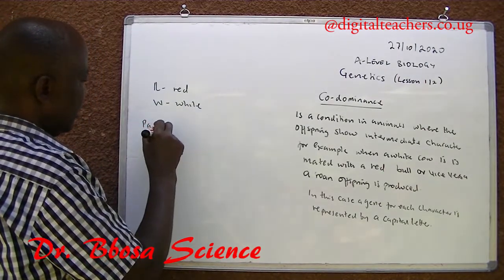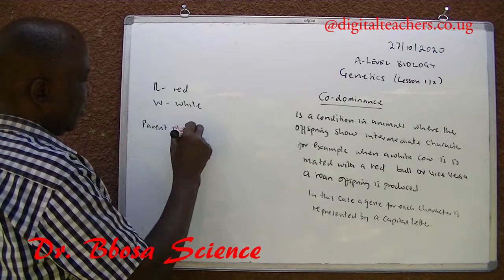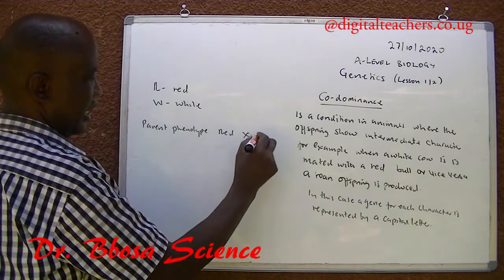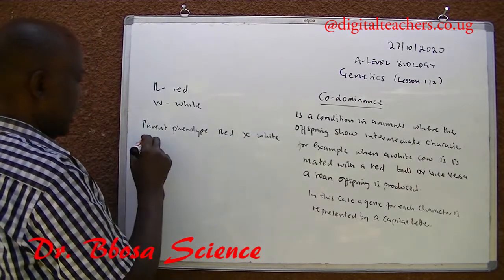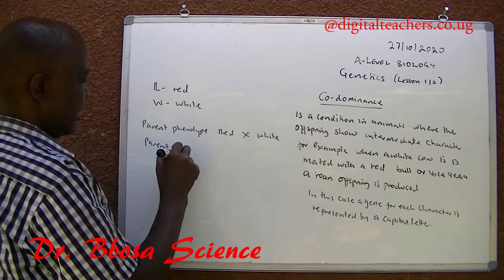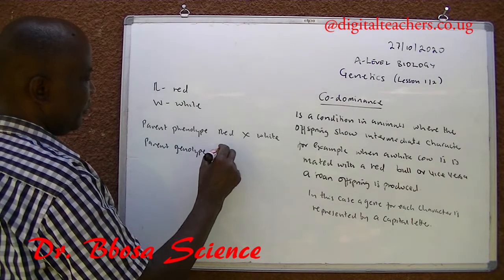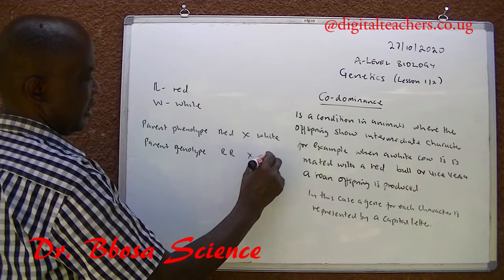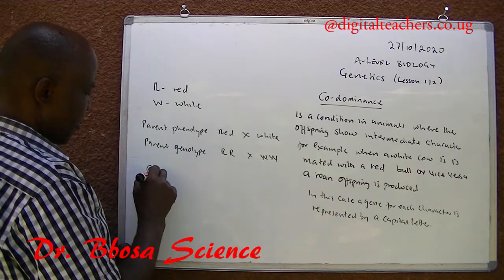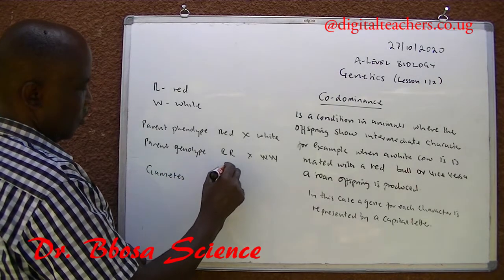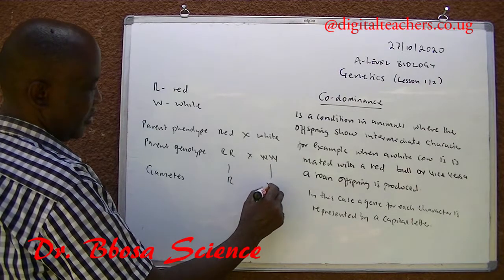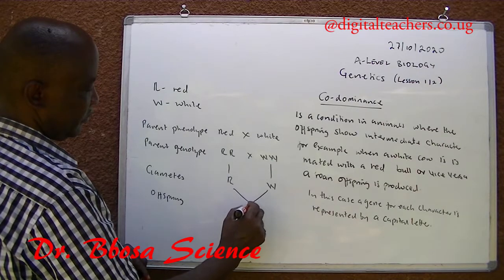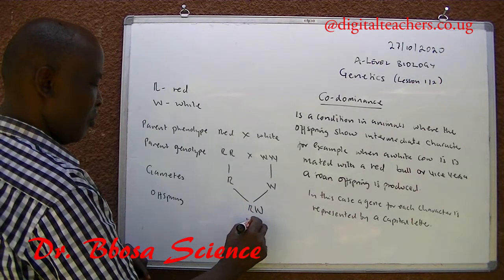Then the parents' phenotype. This is red against white. Then parent genotype will be R and R, capital letters, times W and W, capital letters. Then the gametes will be capital R and then capital W. Then the offspring will be R and W, and this one will be lone.